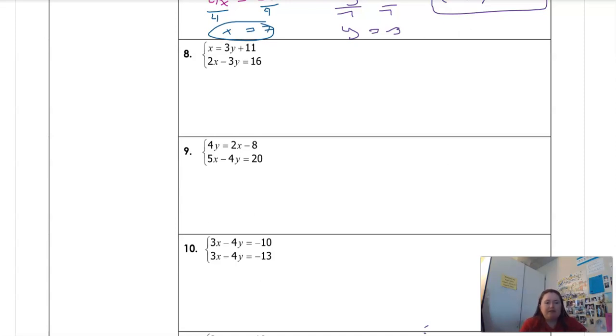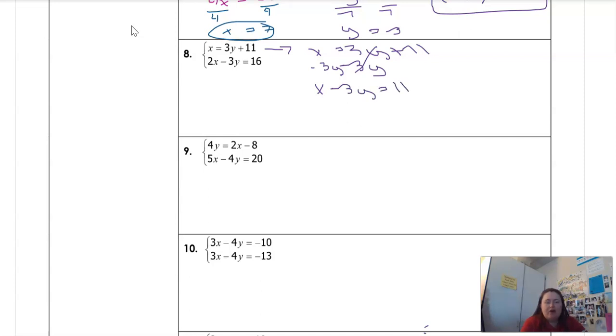So the problem is our equal signs aren't lined up, and that isn't okay. So I'm going to take this first equation and make it look like the second one. So I have x equals 3y plus 11. How is that different from the second one? Well, the 3y is on the wrong side of the equal sign. So to move it to the other side, I have to subtract it. So that gives me x minus 3y equals 11.